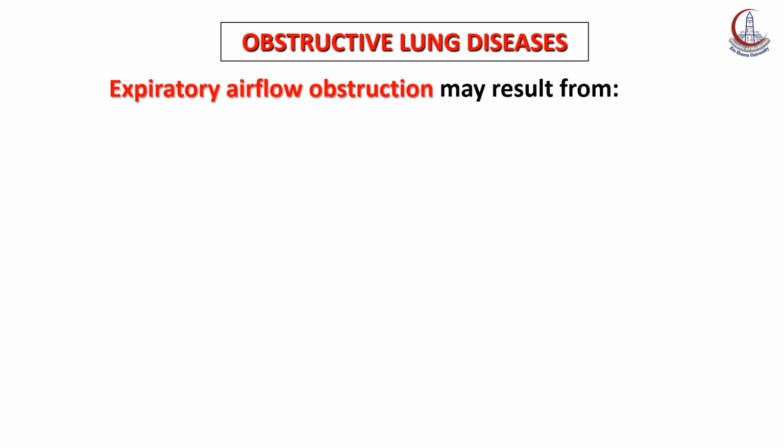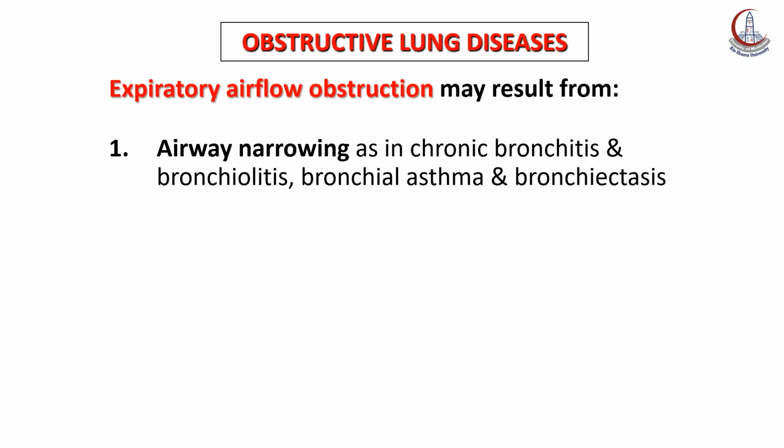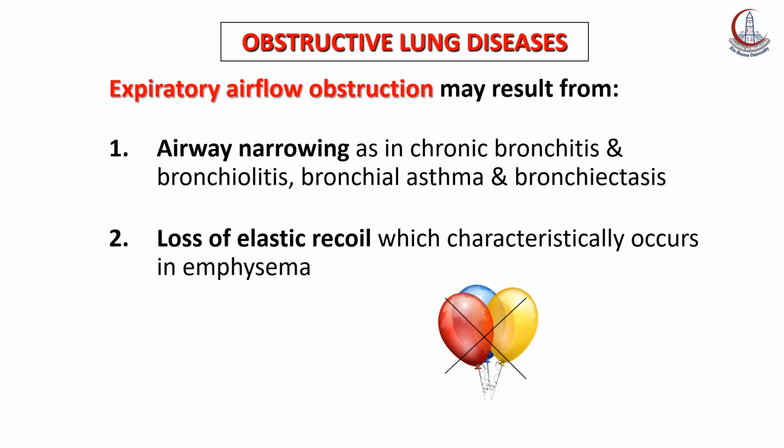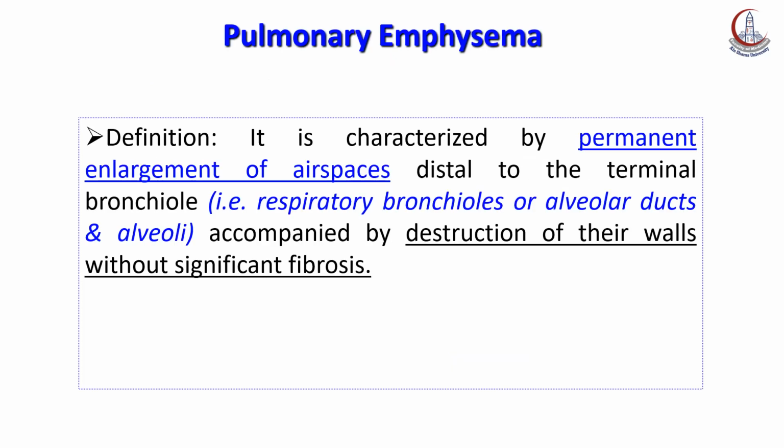Expiratory airflow obstruction may result from airway narrowing, as in chronic bronchitis, bronchiolitis, bronchial asthma, and bronchiectasis, and also from loss of elastic recoil, which characteristically occurs in emphysema. So in obstructive lung diseases, we have 2 main causes of expiratory airflow obstruction: airway narrowing and loss of elastic recoil. We will start with pulmonary emphysema.